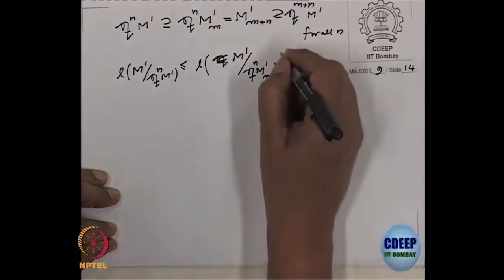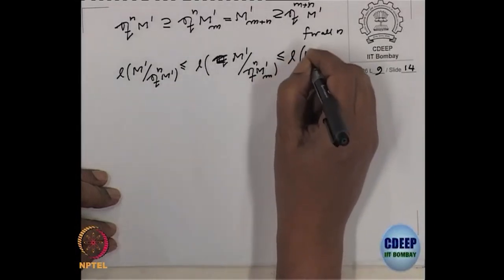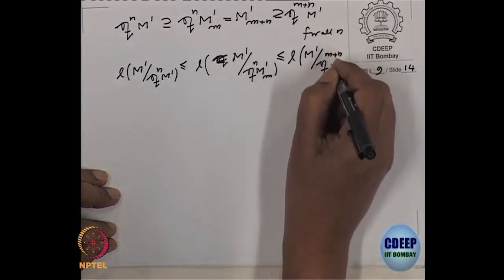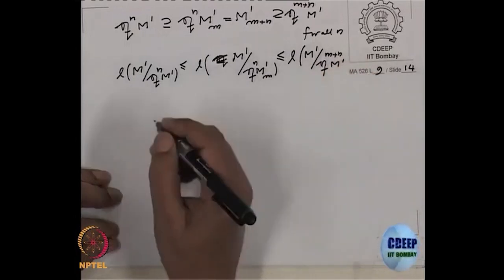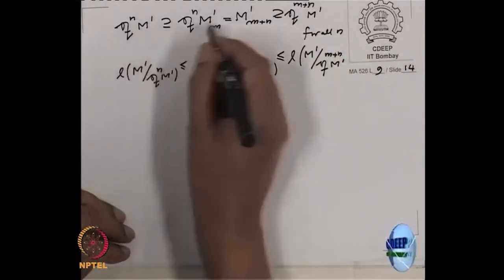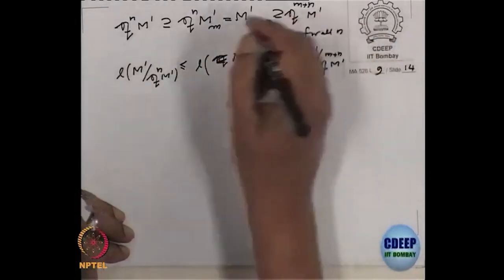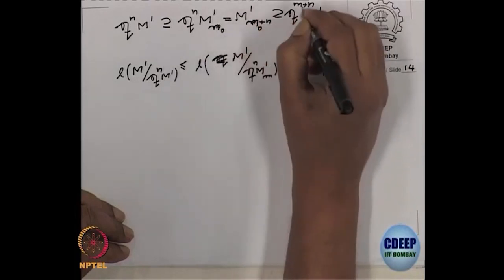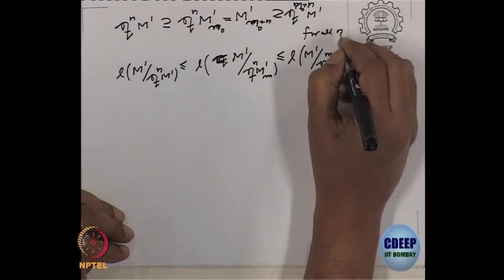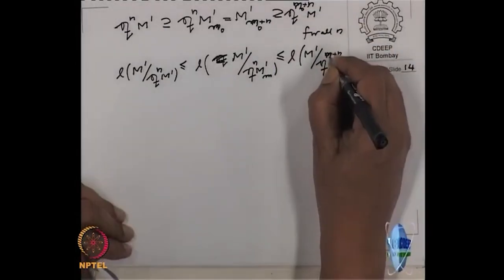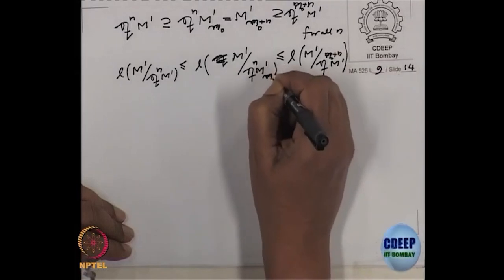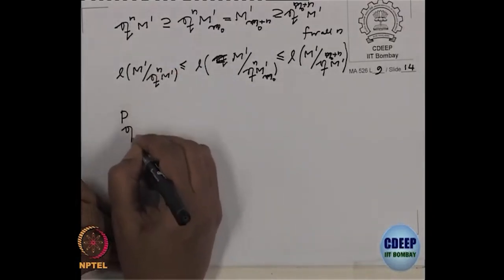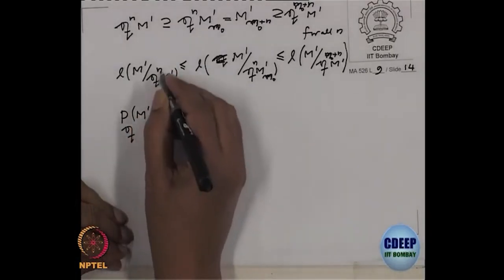This is less than or equal to the length of m prime mod by q power m plus n m prime. Actually, that m, this m is n naught, this is n naught, this is n naught, this is n naught, and this is n naught. So, therefore, this is nothing but P_Q m prime evaluated at n.